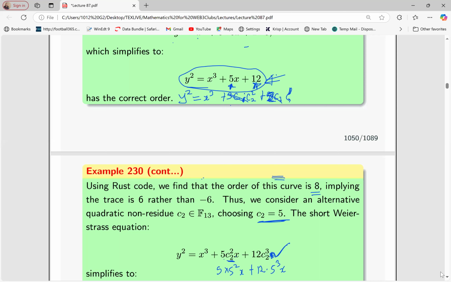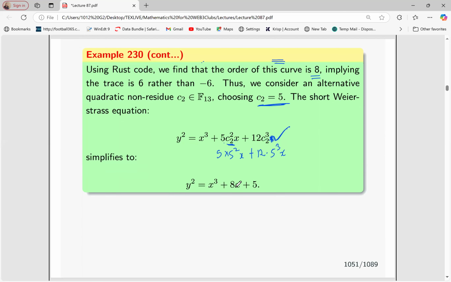5, that is 5 times 5 times 5. And when you do that, this part, which is 5 times 25, reduce it mod 13, you get this 8. And this is 12 times 125, there's no x. Reduce it mod 13, you get 5.